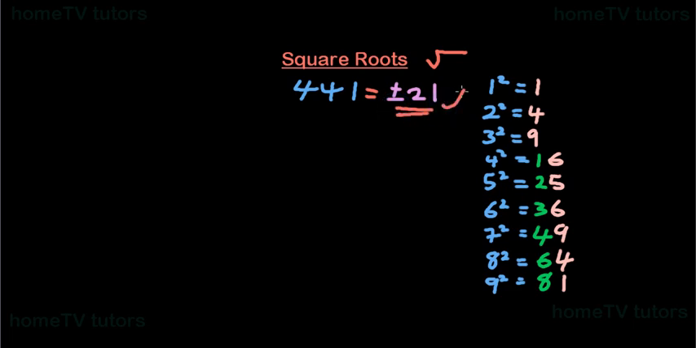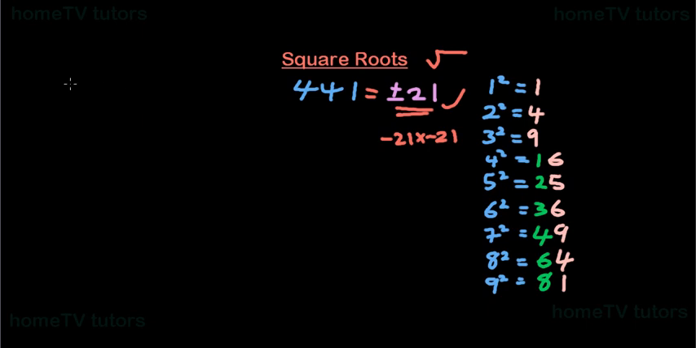But we're not going to concern ourselves with the plus or minus sign. Why? Because minus 21 times minus 21 is still going to give us a positive 441. So either it is plus or minus, it doesn't matter when it comes to square root. We're not going to bother ourselves with the plus or negative sign in this video.